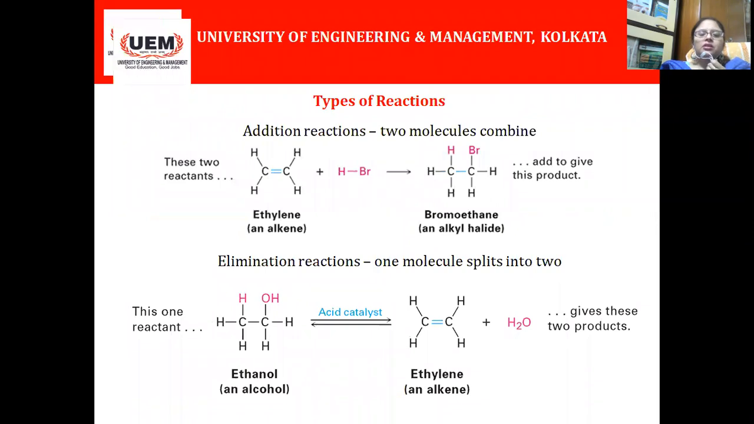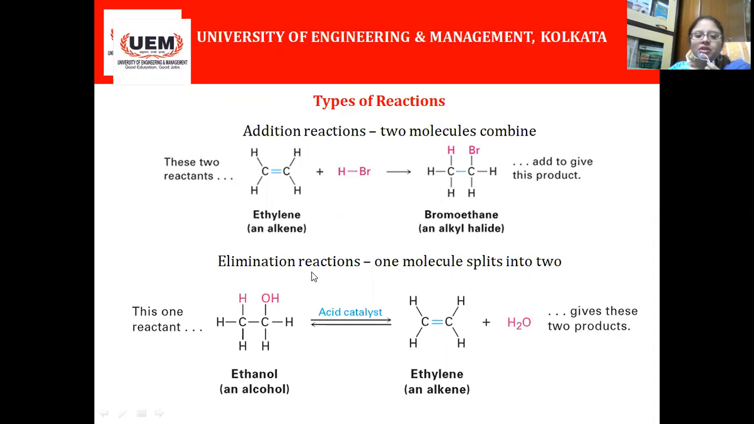So to enter into the reaction mechanism of organic reactions, you have to know what the types of reaction are. First is addition reaction. What is addition reaction? Here is an example. If an alkene reacts with hydrobromic acid, it will give haloethane or bromoethane. So ethylene here reacts with HBr and gives bromoethane.